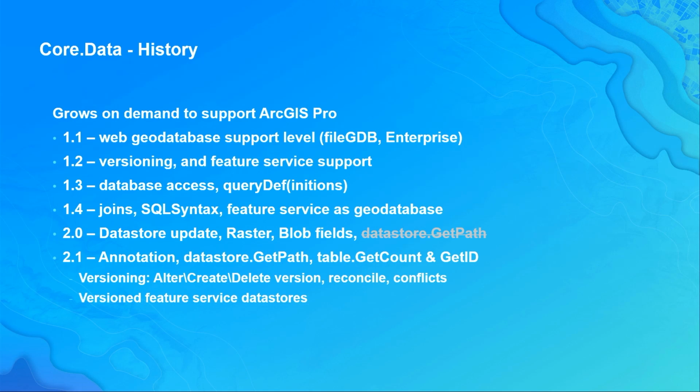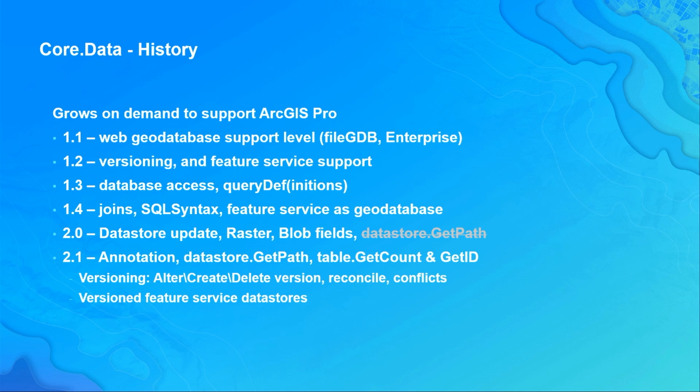In 1.4, we added joins to help with generating those joins between tables. We added a SQL syntax helper class, and we introduced feature services as a geodatabase. 2.0 was our first chance to make breaking changes with a major release, and we introduced the abstract class of Datastore.